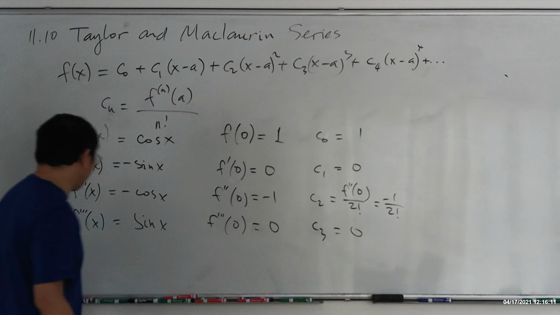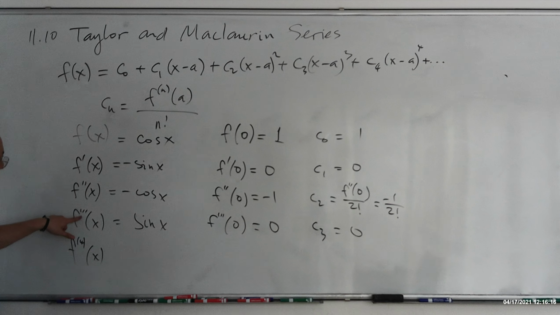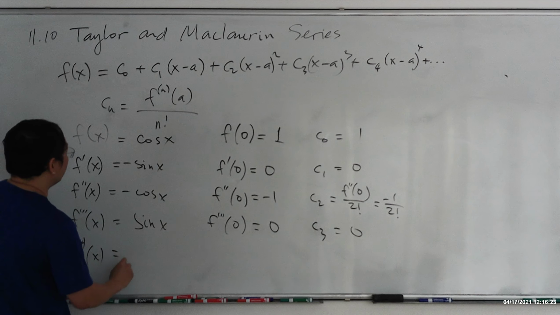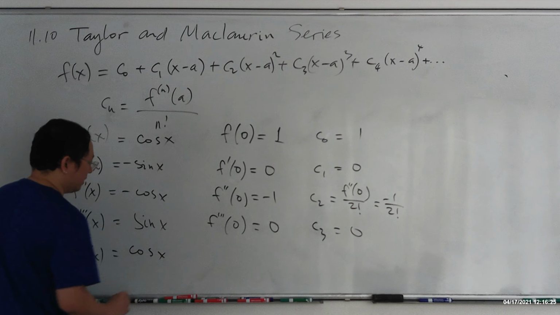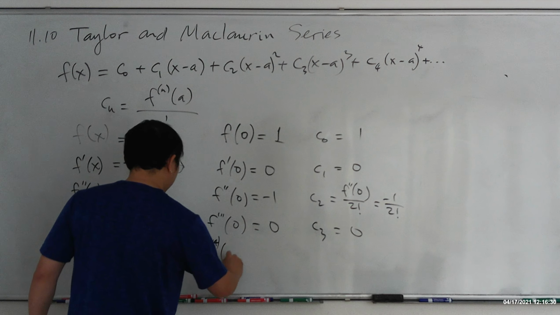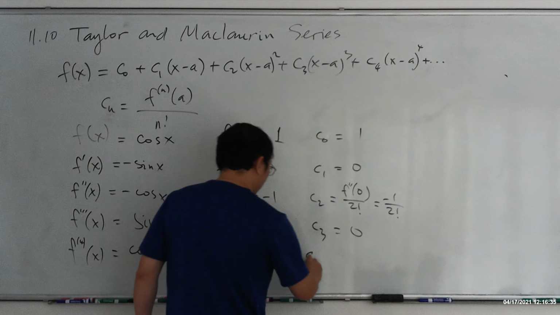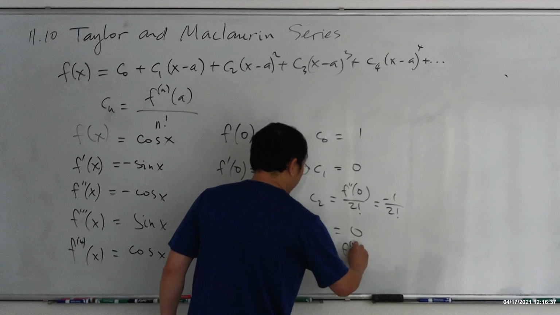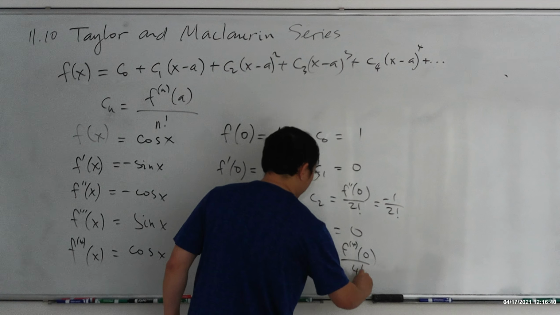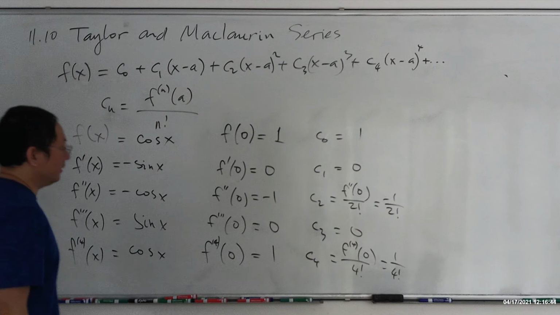So I'm going to try one more. The fourth derivative of f. So now you see what? The prime notation right here, so for 4 we write the number 4 in parentheses. It's getting bigger. The derivative of sine goes back to cosine of x, and the derivative 4 times at 0 is 1. Cosine of 0 is 1. So C4 is the fourth derivative of f at 0 divided by 4 factorial. So 1 over 4 factorial. Okay.